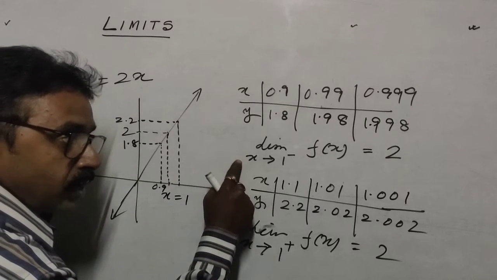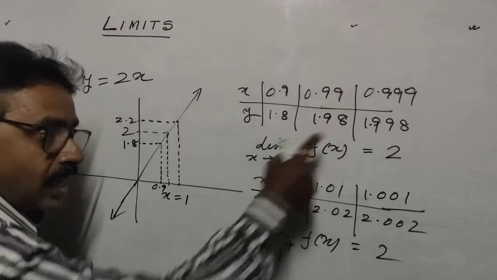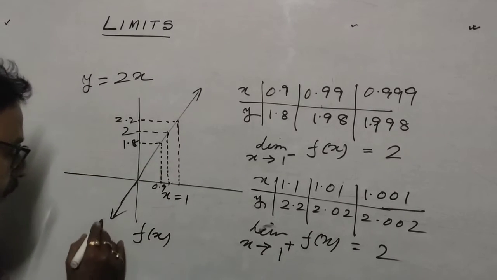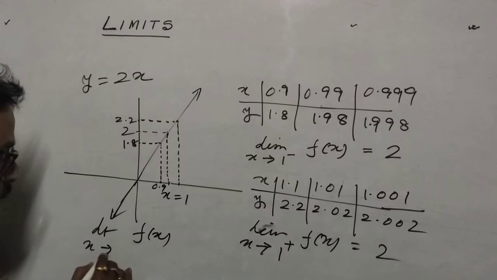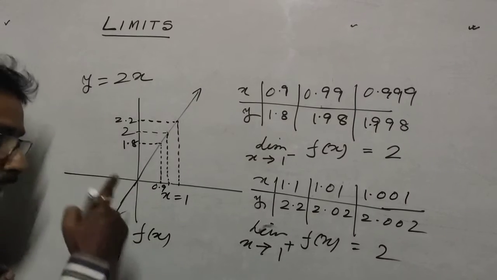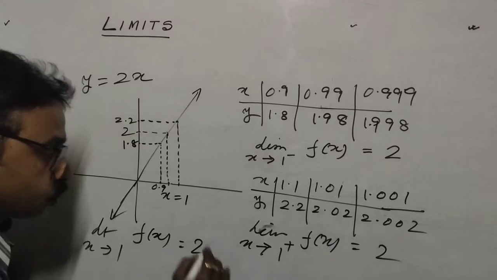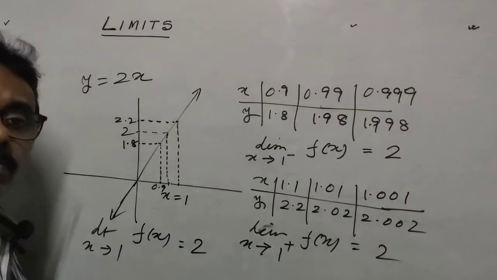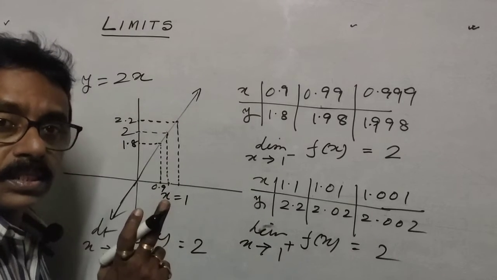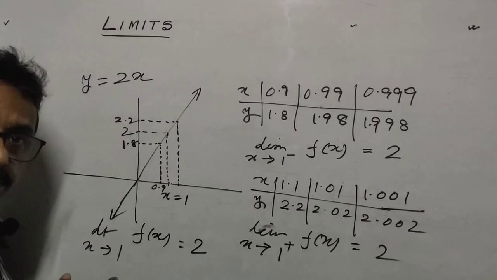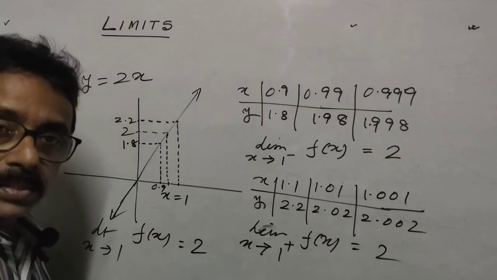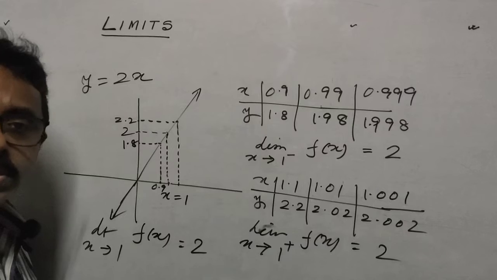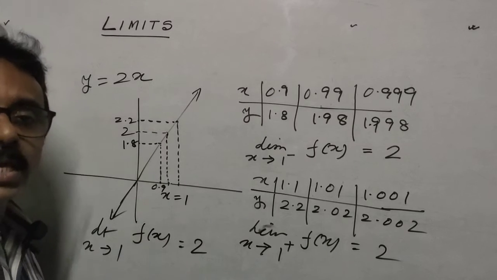Now since the left hand limit and the right hand limit both are the same, we can say that the limit of the function f(x) as x tends to 1 exists, and the limiting value of the function is 2. So only when the left hand limiting value and the right hand limiting value are the same can we say that the limit exists. I will show you some examples where the left hand limit and the right hand limit are not the same. In that case, we will say that the limit does not exist.